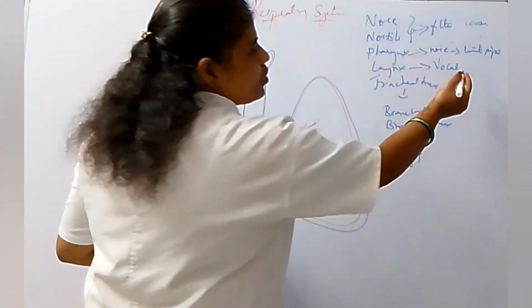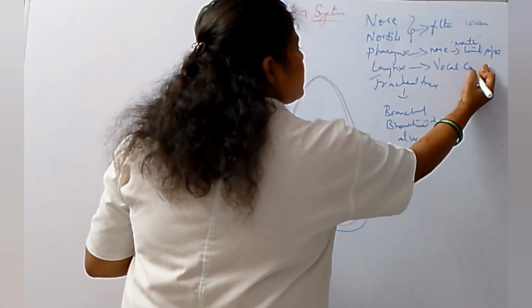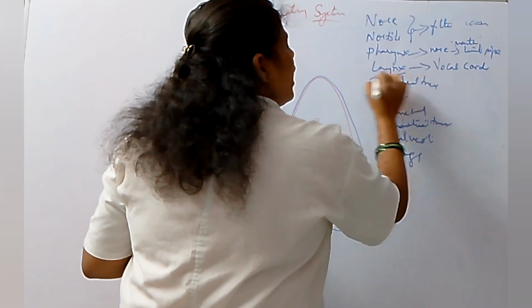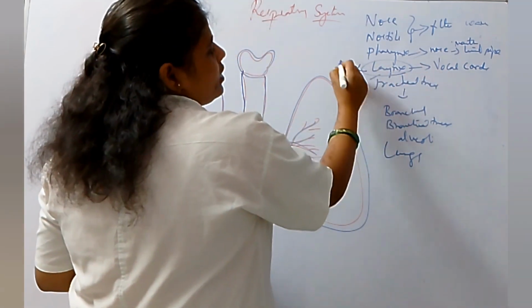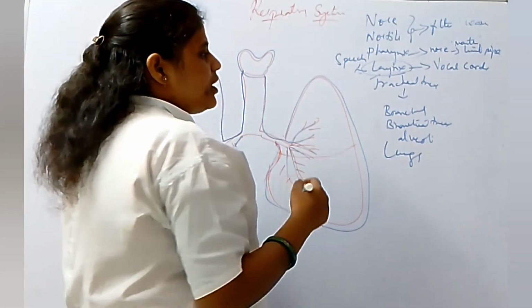The pharynx connects the nose and the mouth. The larynx contains the vocal cords. The larynx also helps in the production of speech.